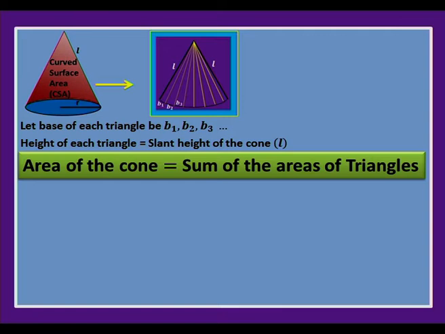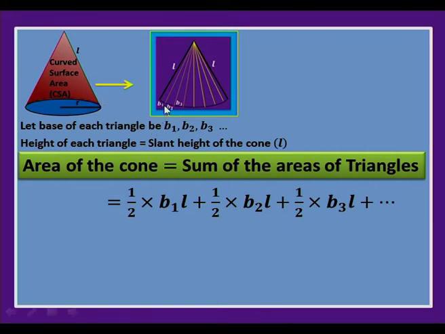Now, the area of the cone is nothing but the sum of all the areas of the triangles. That means, if I add all the triangles into which I am dividing, the area you get is nothing but the curved surface area of the cone. So, we know that area of triangle is half into base into height. For the first one, what is the base, children? Yes, it is B1. So, half into B1 into what is the height? L, that is slant height. So, L. For the second triangle, again it will be half into B2 into L, plus the third one half into B3 into L, plus so on. We can take any number of triangles.